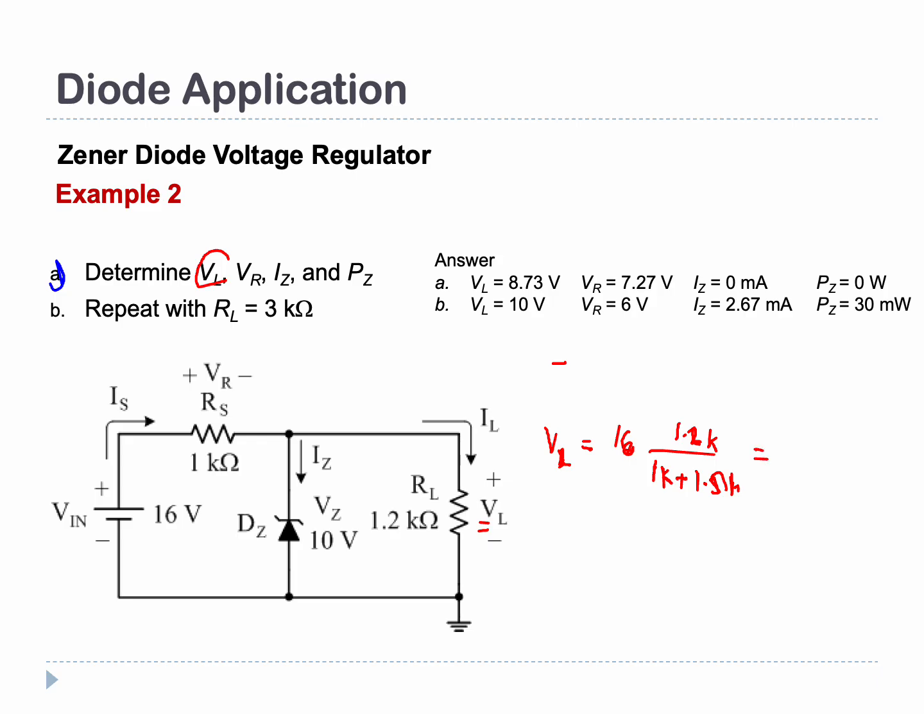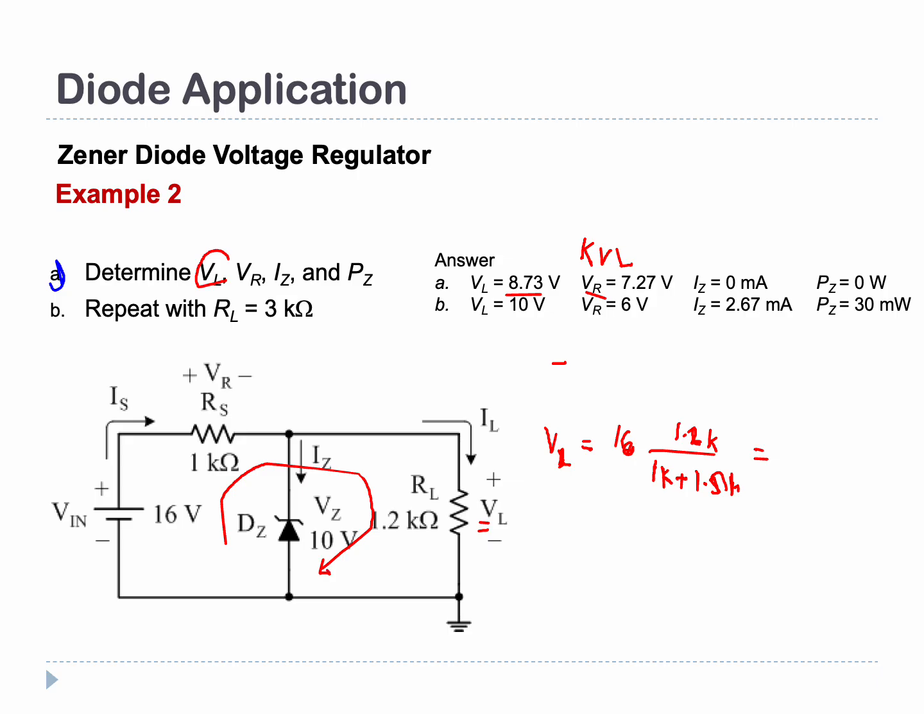Alright, so you can use your calculator. It's going to be 16 multiplied by 1200 divided by 2200, so you will get 8.727. So it's the same, 8.73. So that is your VL. So to find your VR, we can use the KVL. Okay, you can use the KVL. So your current will flow inside here.